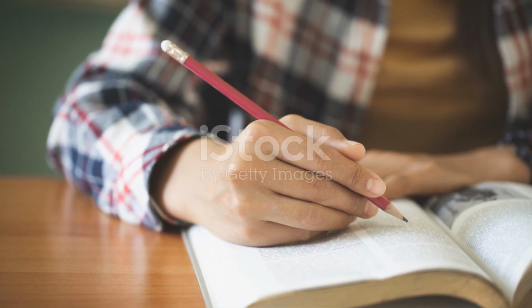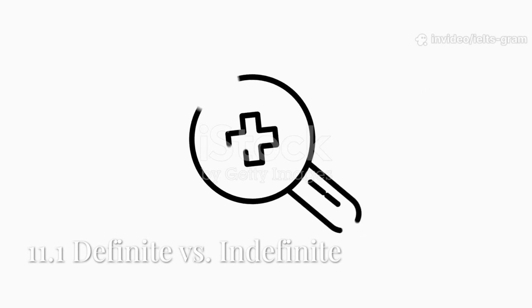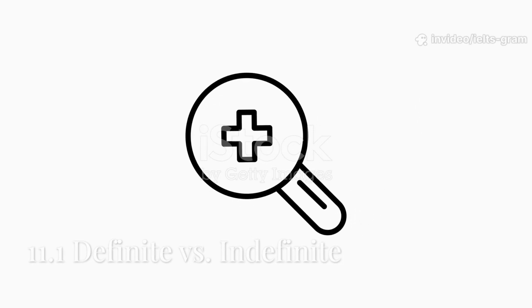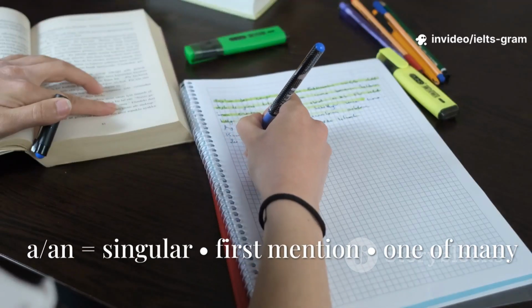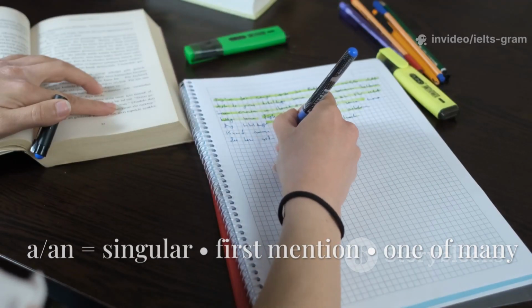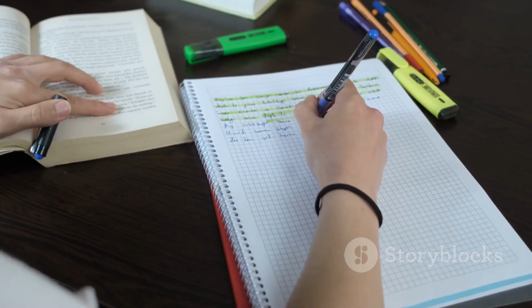Let's begin. Section 11.1. Definite versus indefinite. This is the foundation of all article usage. The core principle is simple. Are you talking about something specific or something general? Let's start with the indefinite articles. A and an. Use a or an when you introduce a singular, countable noun for the first time.